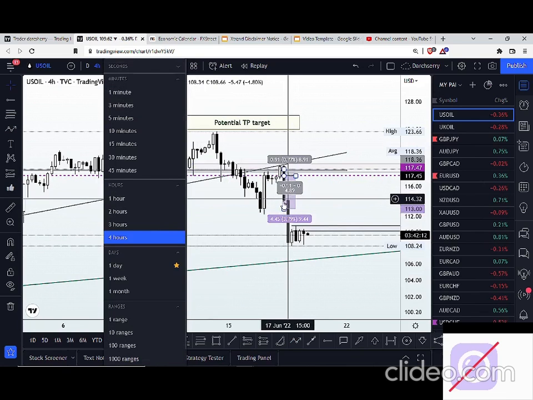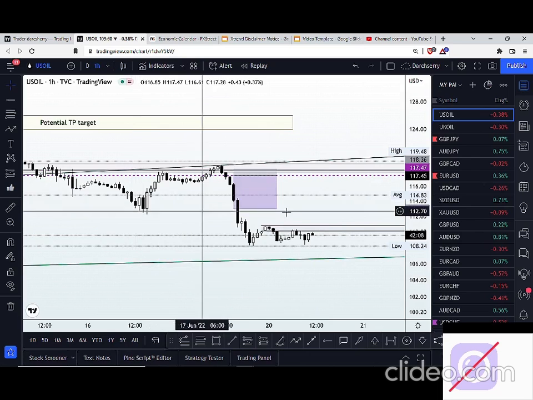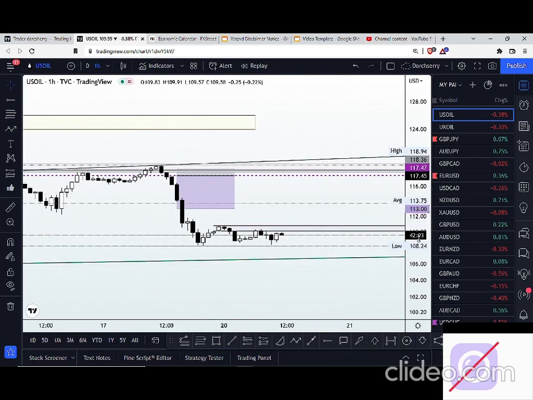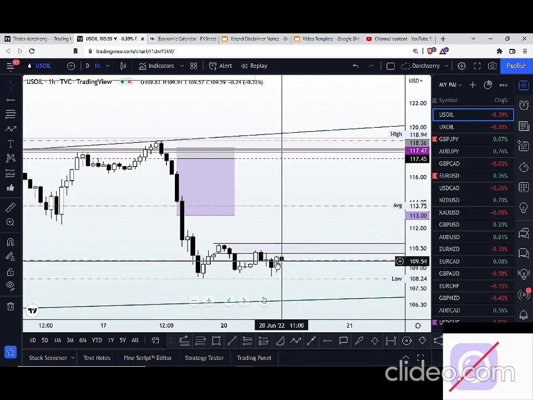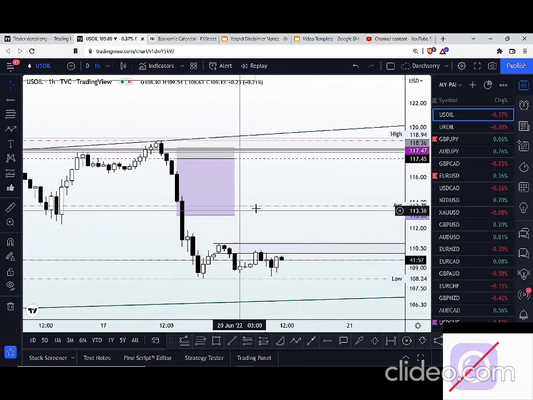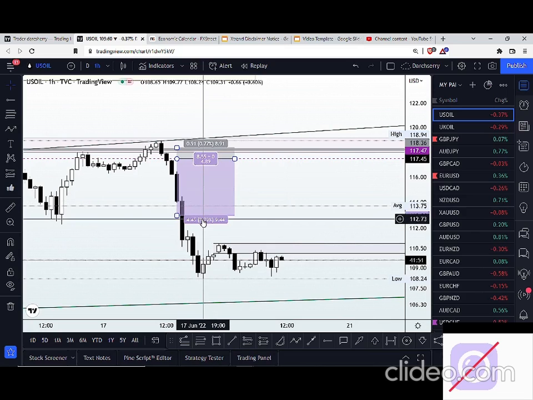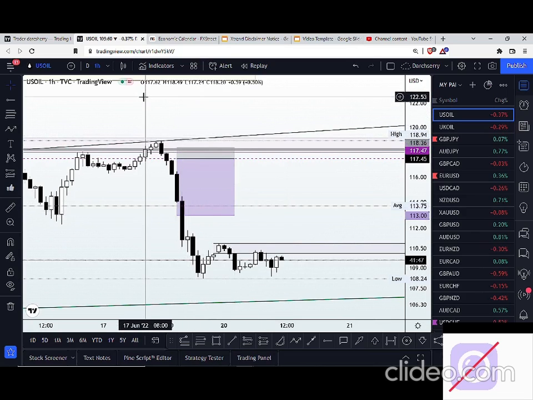with about 440 pips. I'm not sure if anyone took advantage of that move. If you did last week Friday, kudos to you and well done on that, as we saw price move over 400 pips to hit the take profit target at $113. So now today, what are we going to do on the US oil? What is going to be our plan on the US oil?